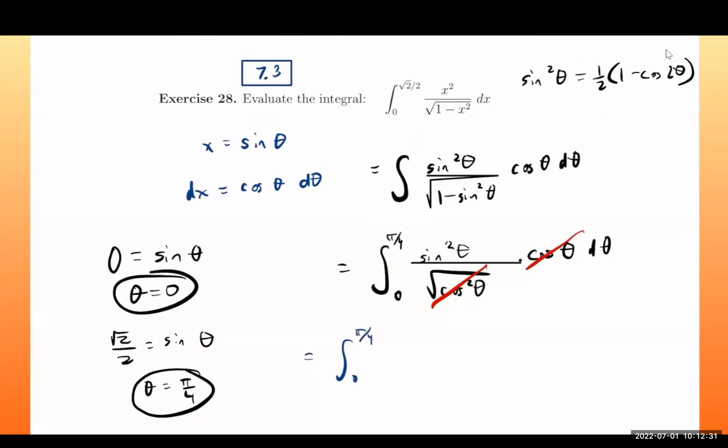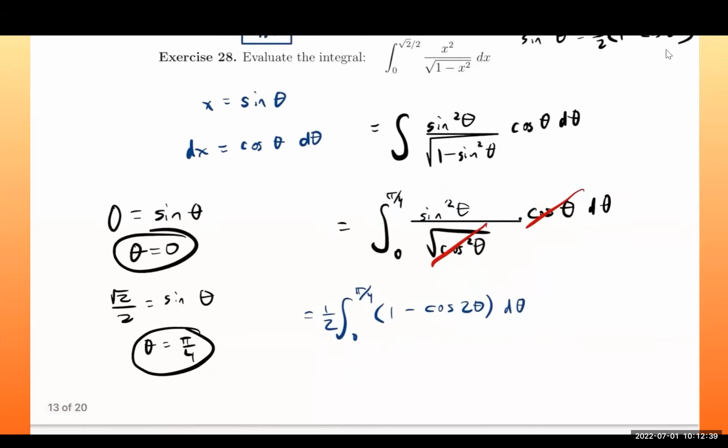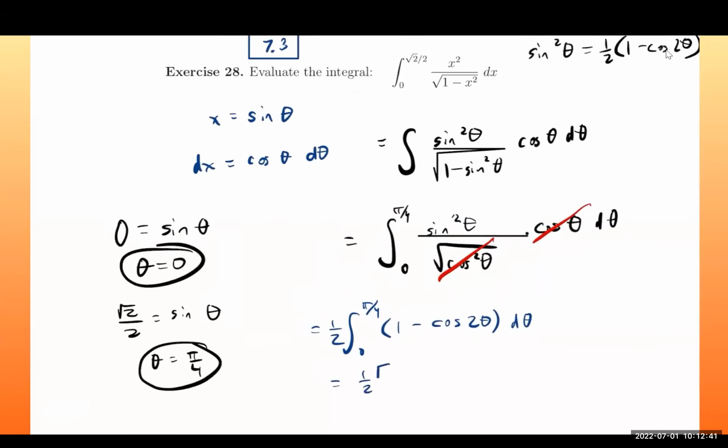So now we can rewrite the integral as 1/2 times 1 minus cosine 2 theta d theta. And now the antiderivative will be theta minus 1/2 sine 2 theta. Once again, we don't have to plug in the bottom limit because when you plug in the bottom, you're going to get 0 minus sine of 0, which is 0. So this is just going to become 0. We only need to plug in the top limit.